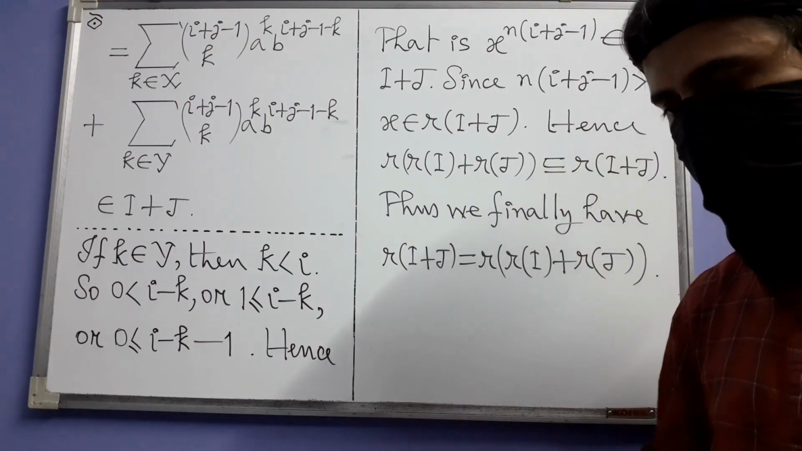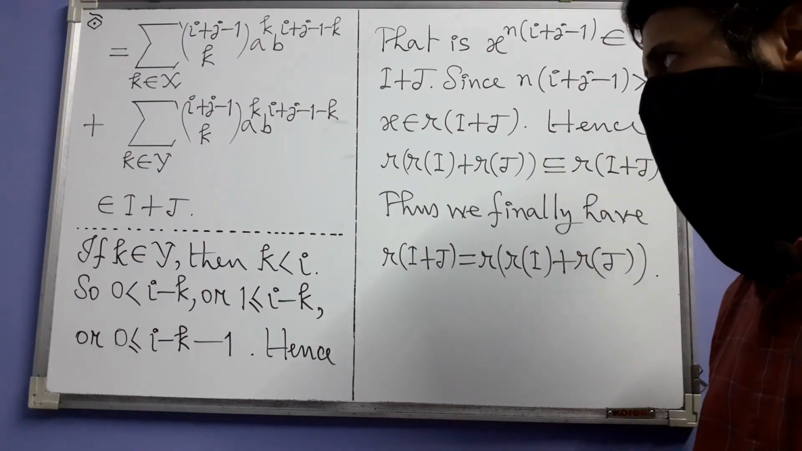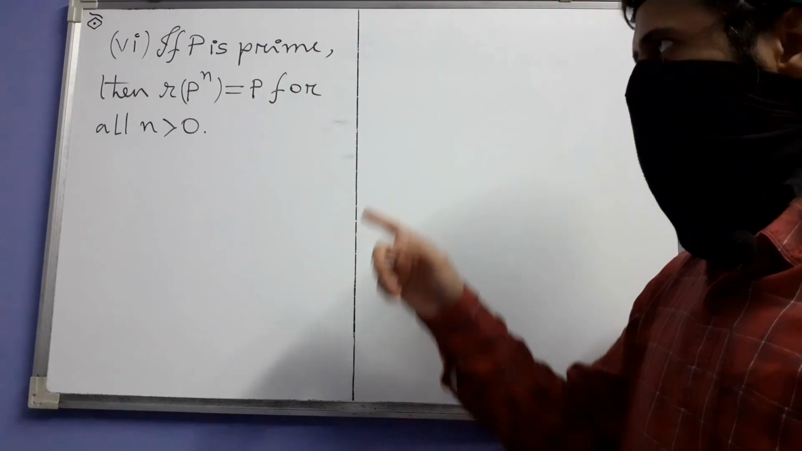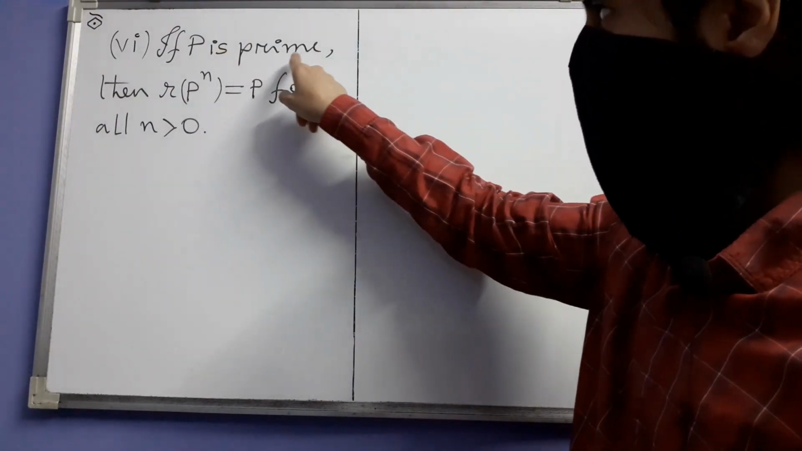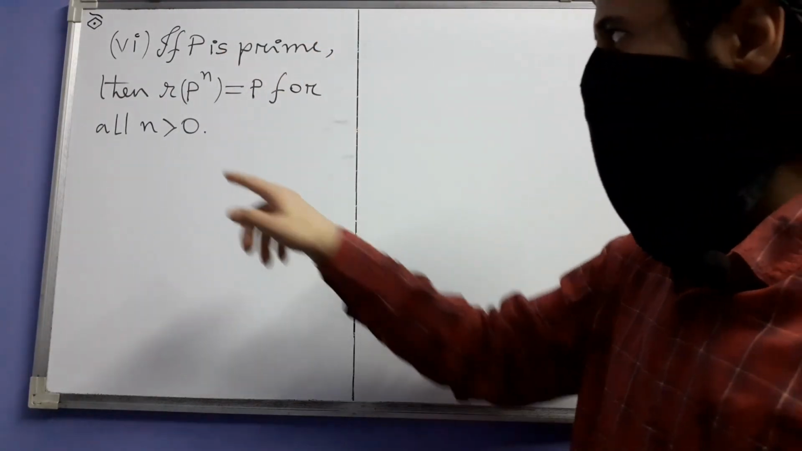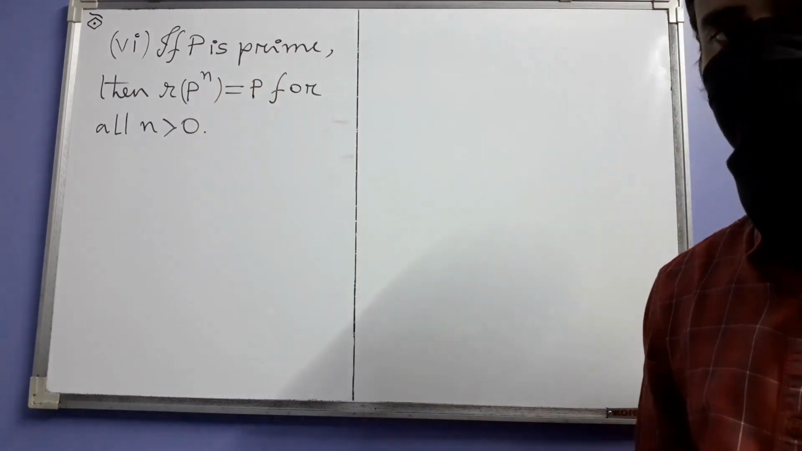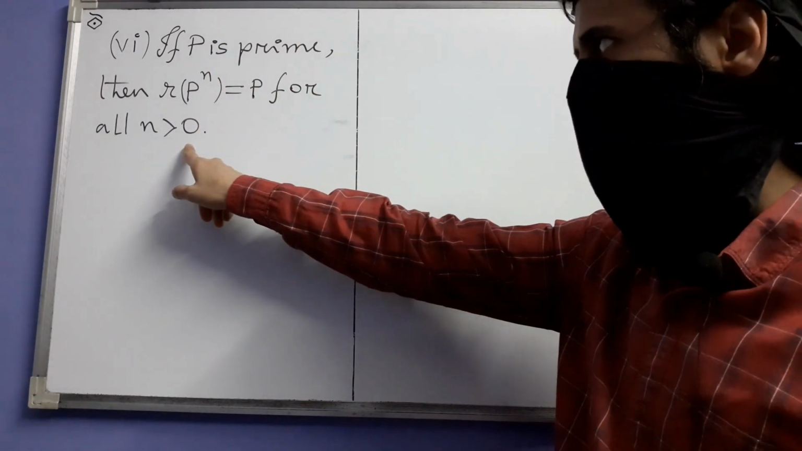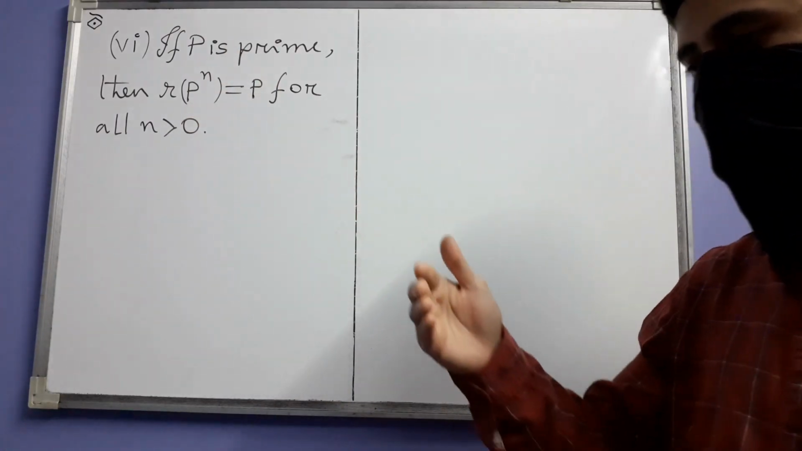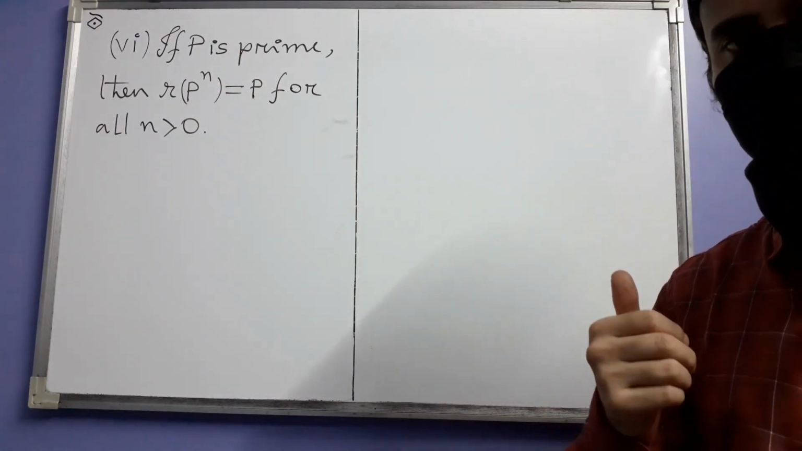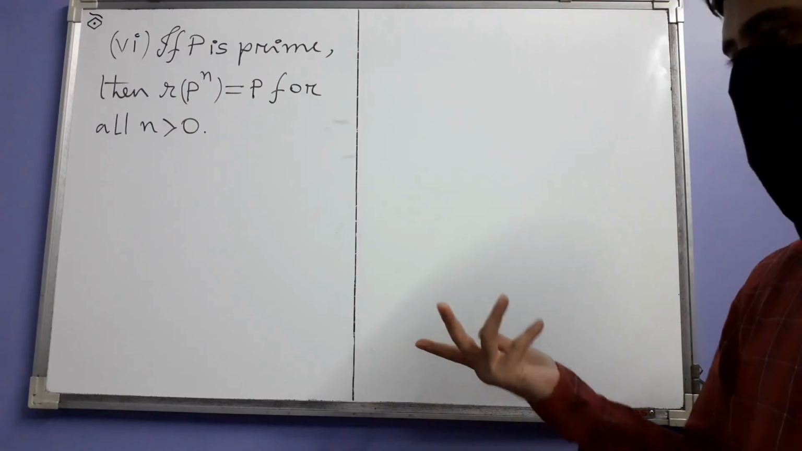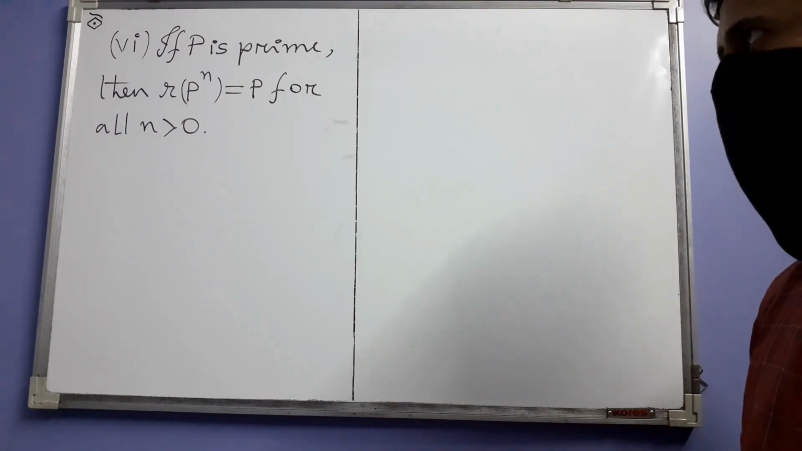And I think there is one more. Let's see. And yes, there is one more part, part 6. In this one, P is a prime ideal, and we have to prove that the radical of P to the power n is equal to P for any positive integer n. P to the power n is the product of n copies of P. So let's see how we can solve this.